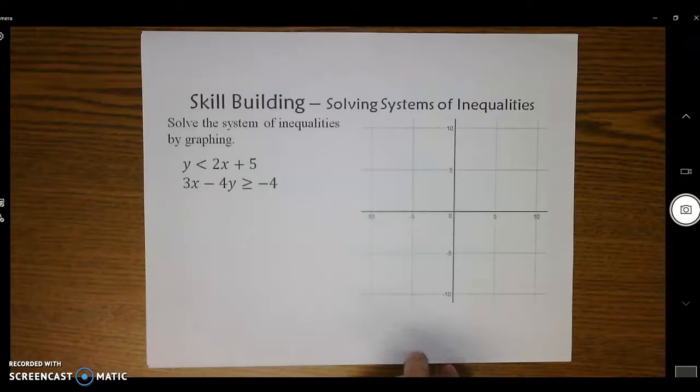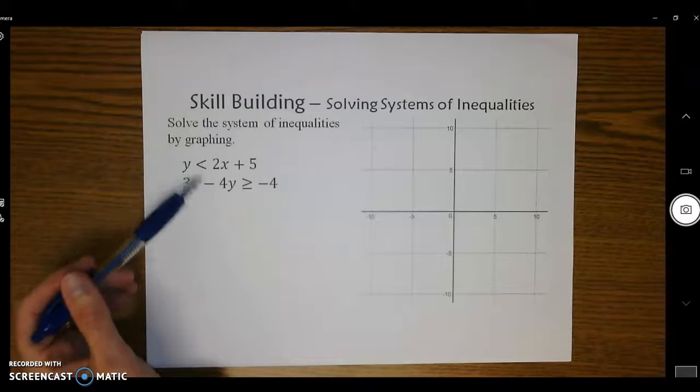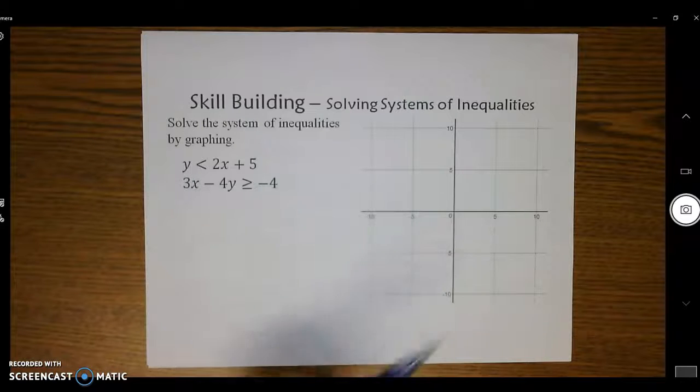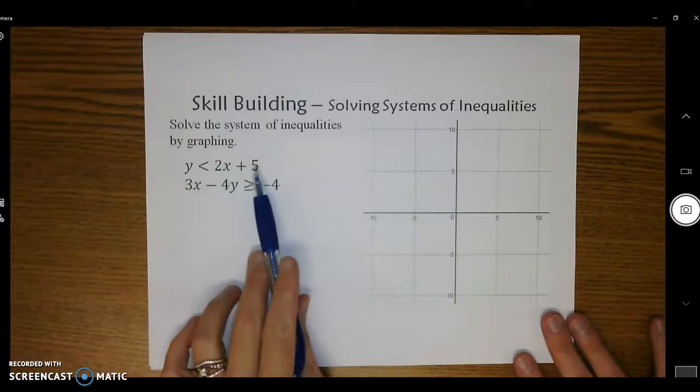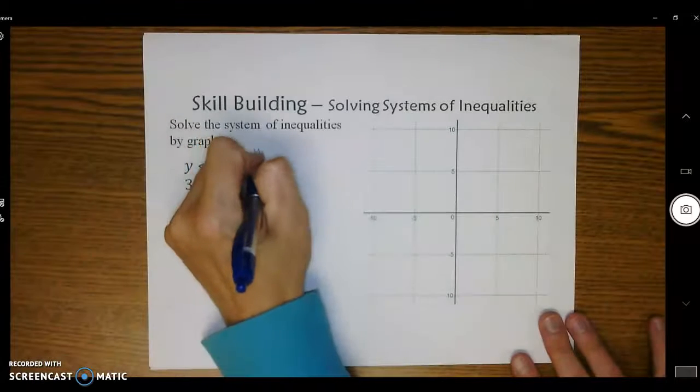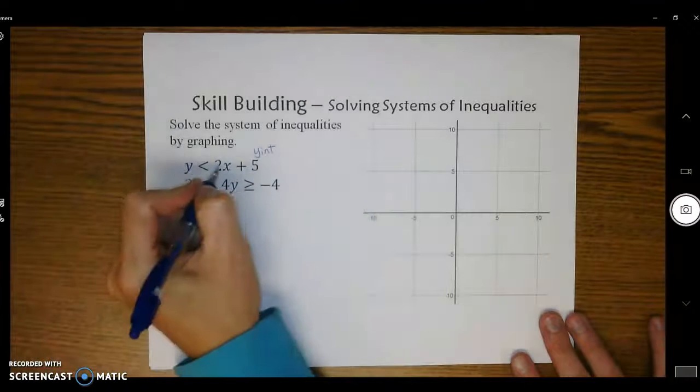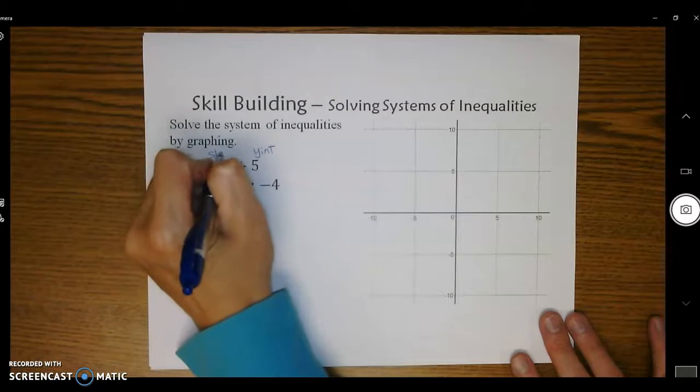Hello, today we're talking about solving systems of inequalities, and basically what we're going to do is graph each of these lines on here and then there will be shading. So let's do the first one. It's already in y equals mx plus b format. This is b, or the y-intercept, and this is m, or the slope.